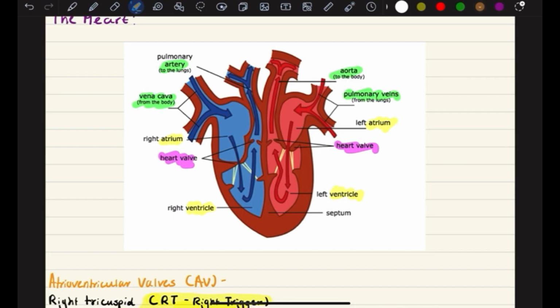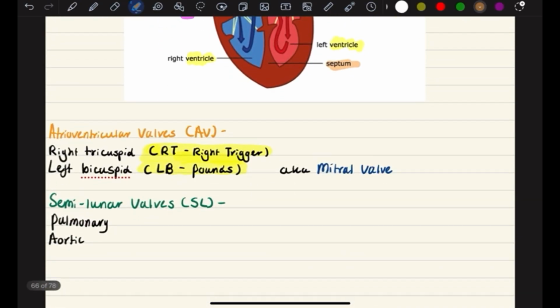Your septum, lost color here. Your septum is like a wall that separates the different sides of the heart. So it separates mostly the ventricles, but is between the atria as well. But it just separates the right side from the left side. Happy days. Now, another really important thing in terms of the structure of the heart that I want us to appreciate is going to be this.